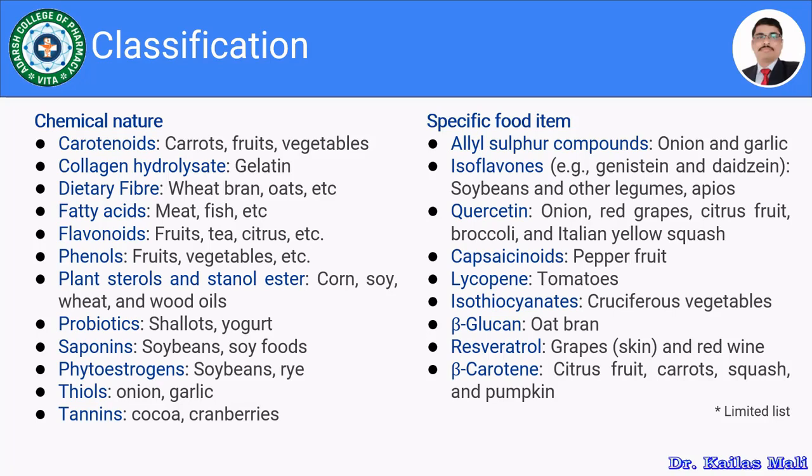Then capsaicinoids, for example, pepper fruit; lycopene, for example, tomatoes; isothiocyanates, for example, cruciferous vegetables; then beta-glucan, for example, oat bran; then resveratrol, for example, grapes and red wine; and beta-carotene, for example, citrus fruit, carrots, squash, and so on. So in this way, it is possible to classify the nutraceuticals.